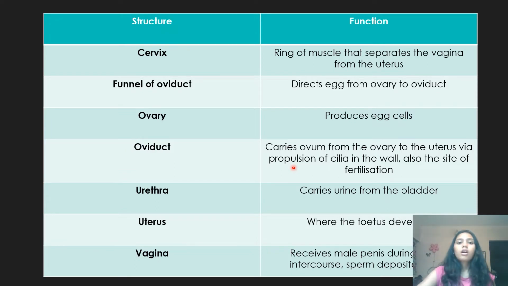Then the urethra, we've already seen it in the excretory system. It carries urine from the bladder. The uterus is where the fetus develops. The uterus is where implantation takes place. We will look into that in a bit. And it is where the fetus develops. Fertilization is in the oviduct. Fetus development is in the uterus. And then the vagina basically receives the male penis during sexual intercourse, and the sperm is deposited at this site.